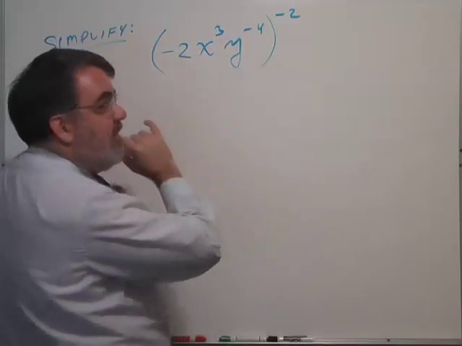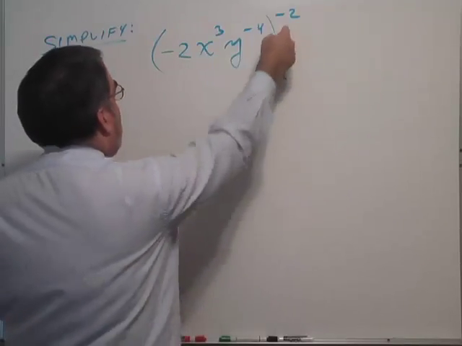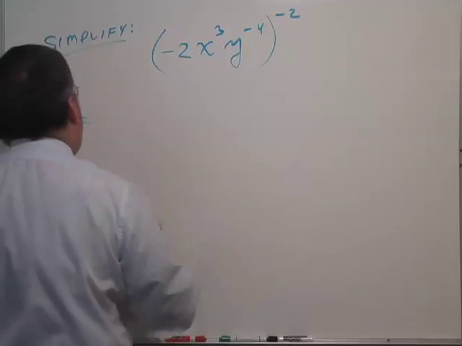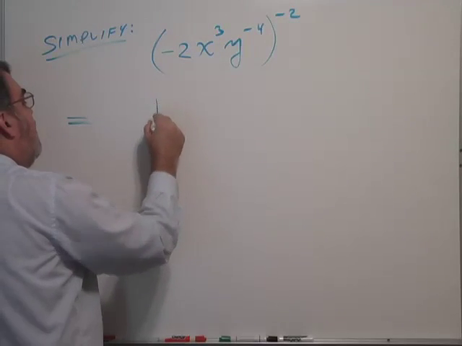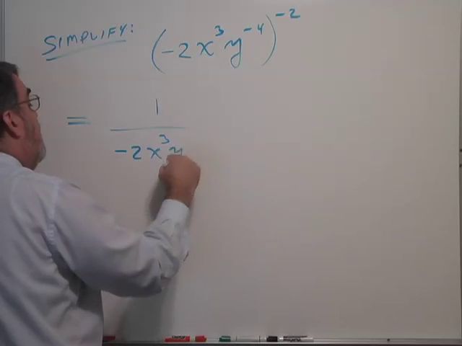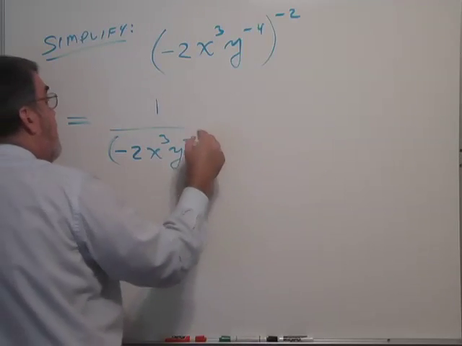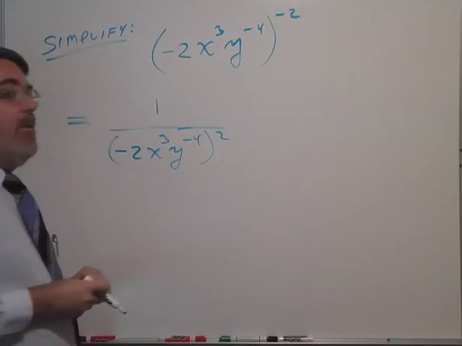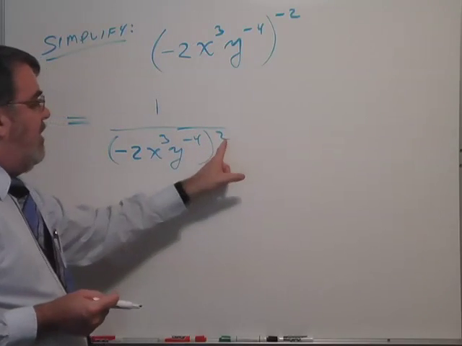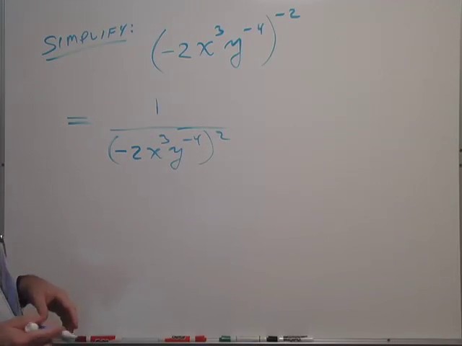You might say, well, what fraction? Well, this is over 1, isn't it? So this is over 1. If I change this to a positive 2, that means I have 1 over this part. So I have 1 over negative 2 x to the third y to the minus 4th, to the positive 2 power, squared. All right, well, now let's remove the parentheses and essentially square things.